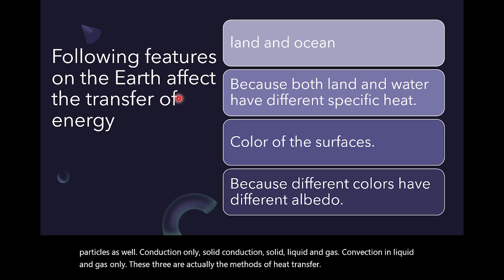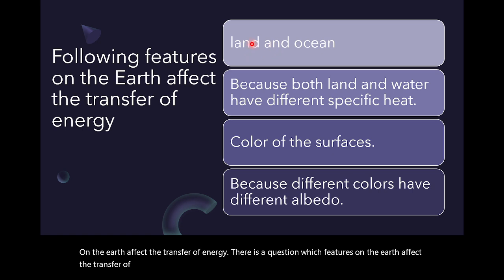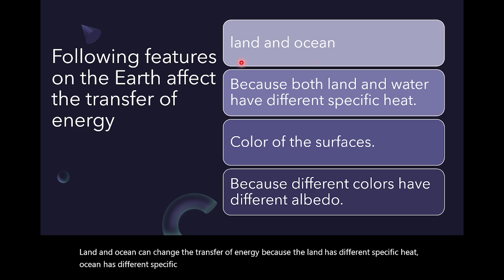The following features on the earth affect the transfer of energy. There is a question: which features on the earth affect the transfer of energy? The answer is land and ocean. Land and ocean can change the transfer of energy, because land has a different specific heat and ocean has a different specific heat. It means land takes heat faster, ocean takes heat slower, land cools faster, ocean cools slower.